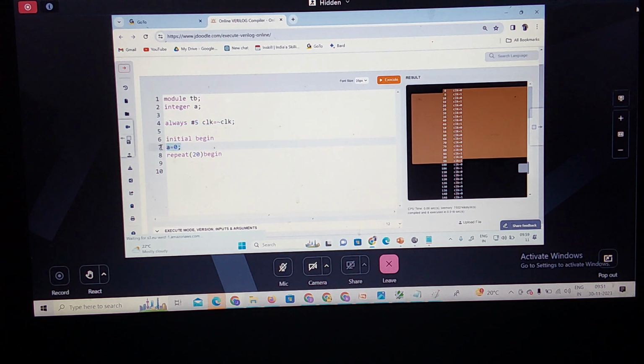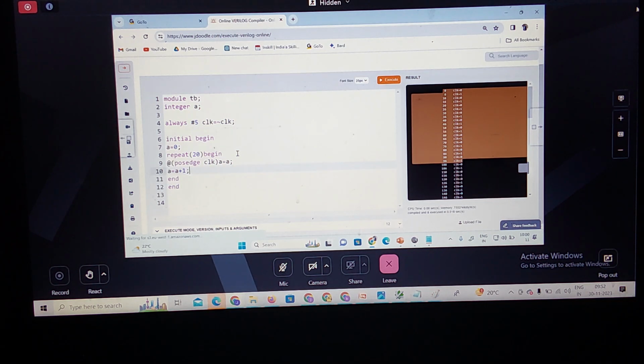And in initial begin, I am initially setting A is equal to 0. Repeat loop, this is begin and end. And this end is for the initial. What do I need to write? I need to write the event here. What is the event? At the rate, posedge of what? Clock. What do I want to do? A is equal to A. Then what statement do I need to write? A is equal to A plus 1.